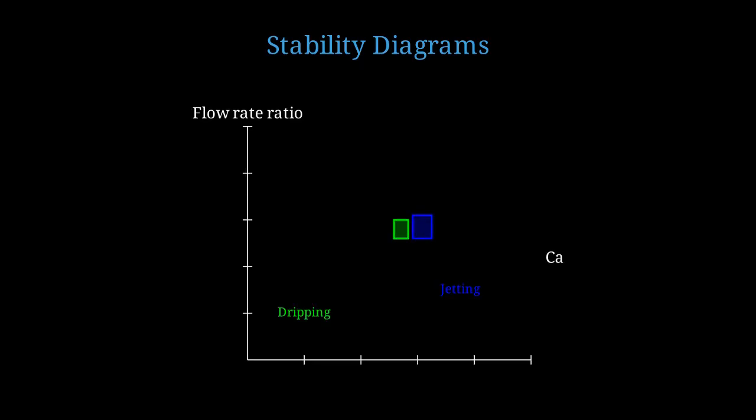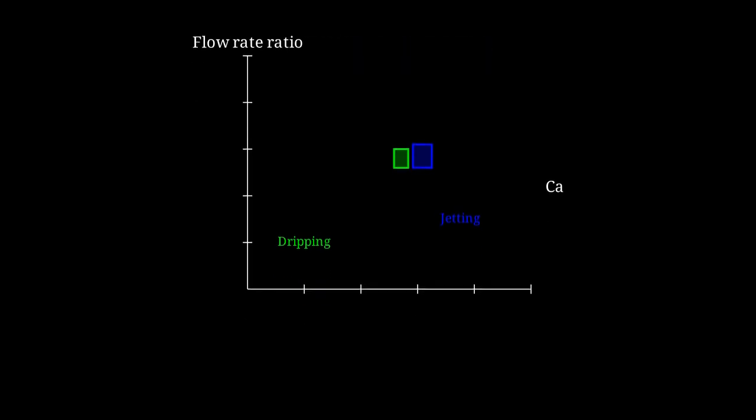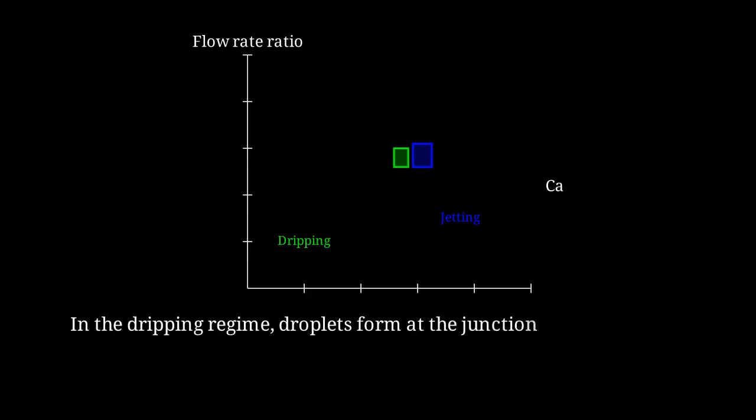Researchers have mapped out stability diagrams showing different regimes of droplet formation. In capillary number versus flow rate ratio space, there are distinct regions. The dripping regime produces monodispersed droplets. In the dripping regime, droplets form right at the junction. This gives the highest uniformity. In the jetting regime, a jet extends downstream before breaking up. Uniformity is still good due to Rayleigh-Plateau instability.